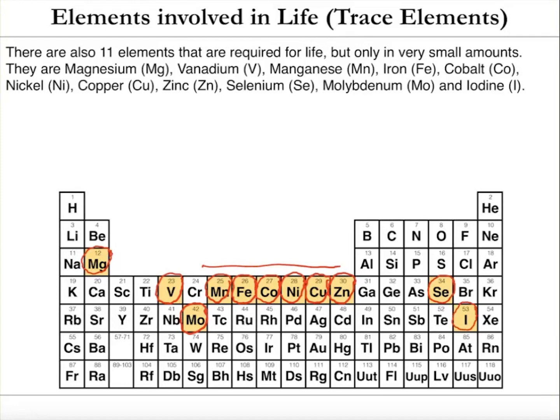So these 11 elements are required for life, but only in trace amounts. If you don't have one of these in your body, it can cause breakdown of living systems, but you only need very, very minuscule amounts. So less than 1% of your body is made of these type of trace elements.